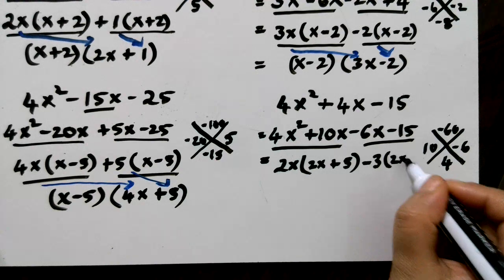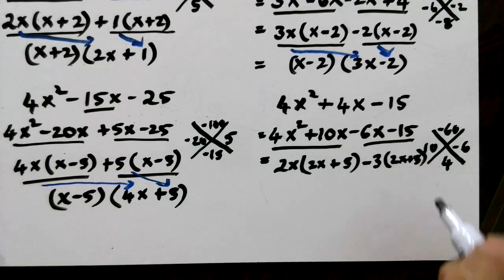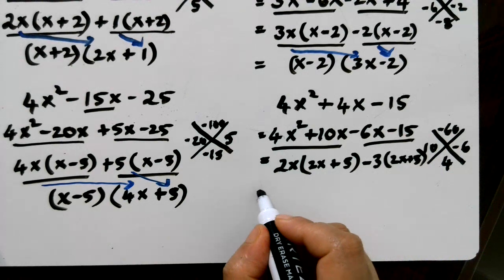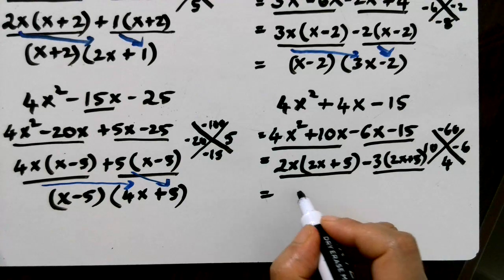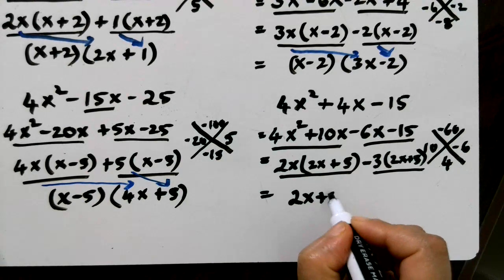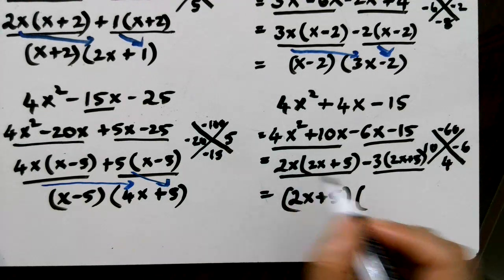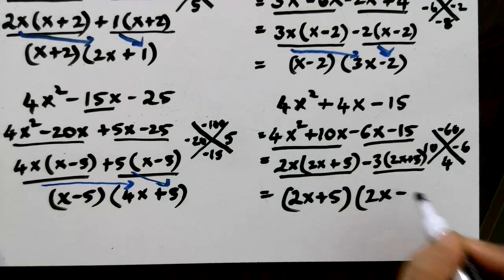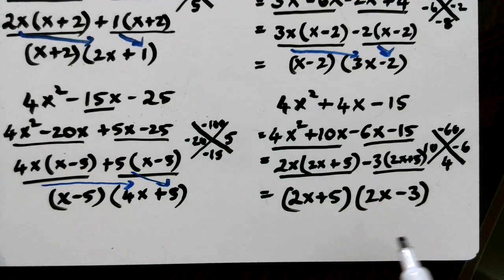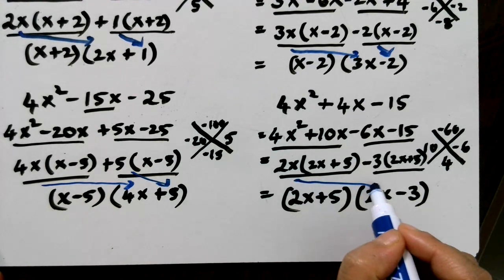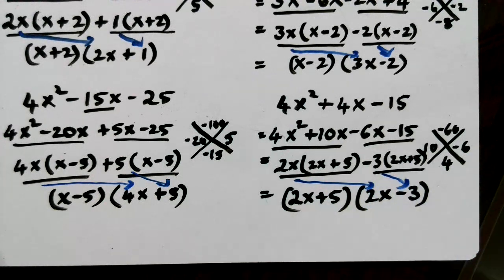You'll be left with 2x plus 5. And then you see that this term has 2x plus 5, and this term also has 2x plus 5. So we can take 2x plus 5 as the greatest common factor. You'll be left with 2x minus, in this term we'll be left with negative 3. So the 2x came from here and negative 3 came from here. Done.